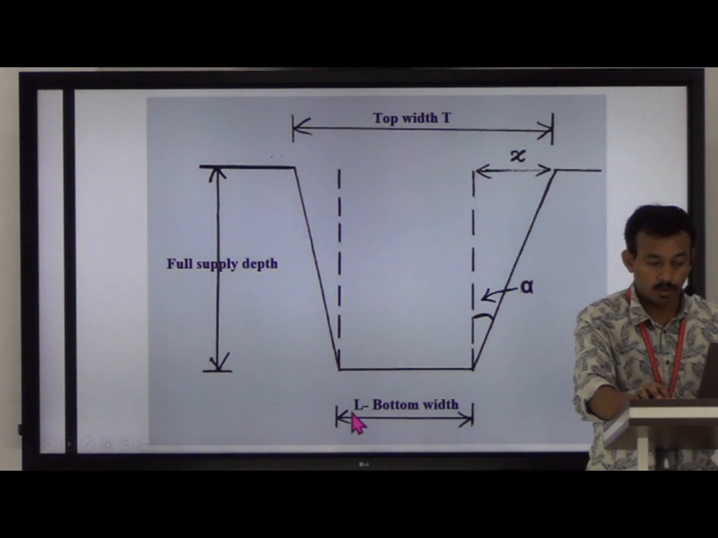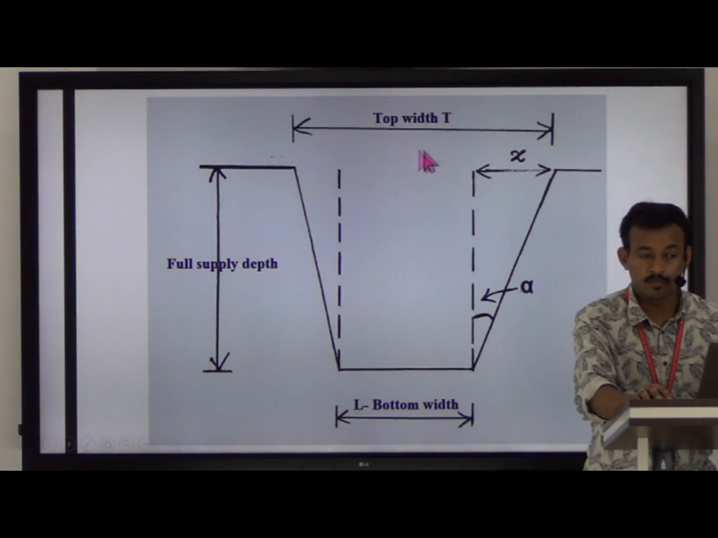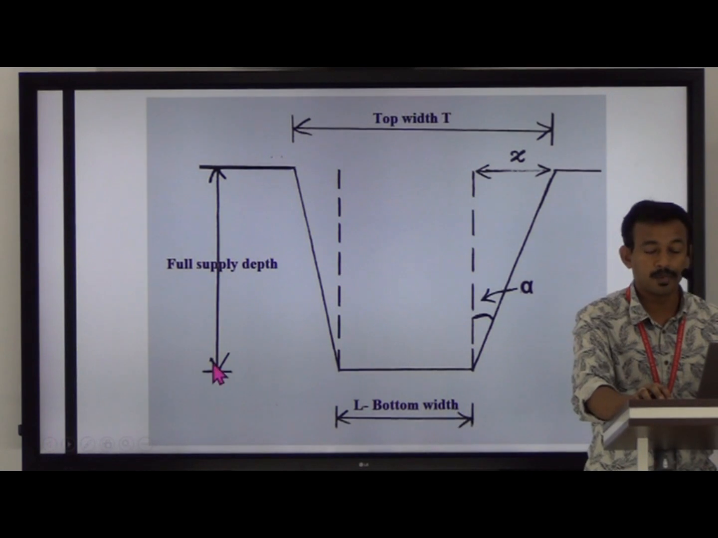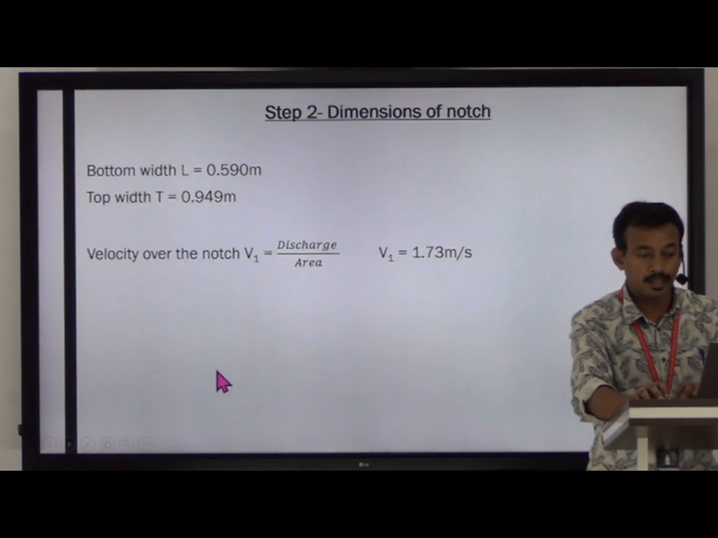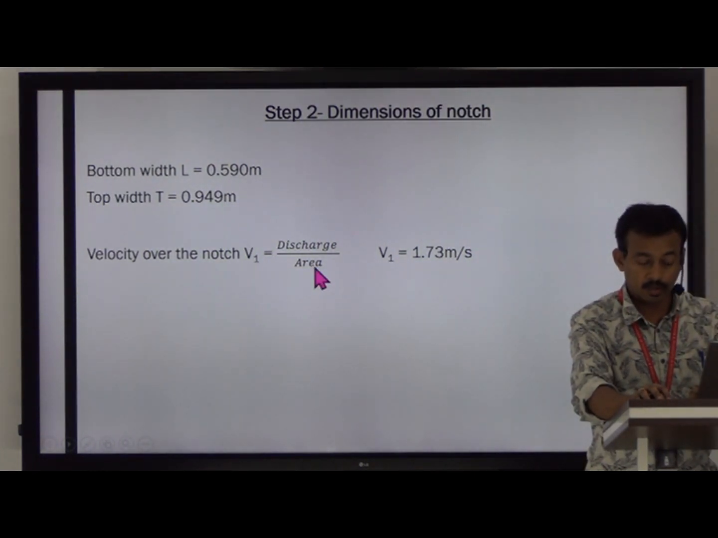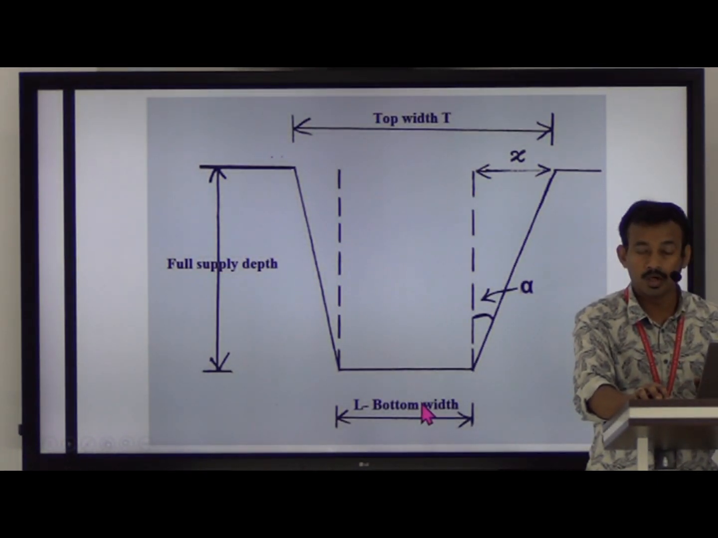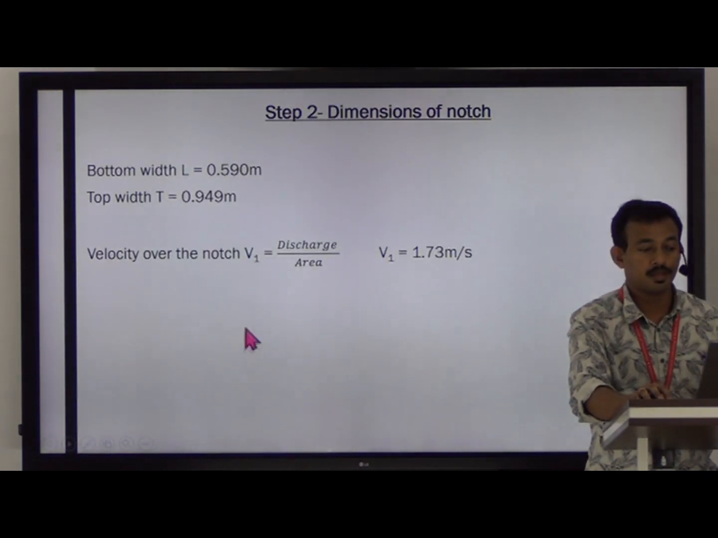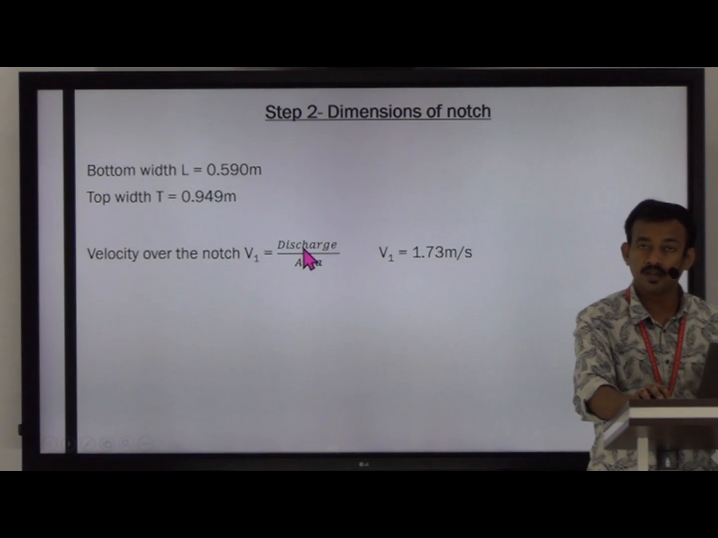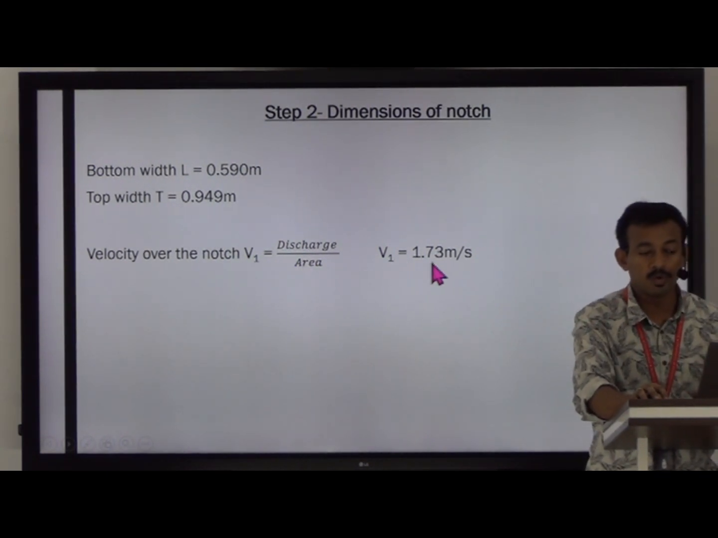You know the bottom width, you know the top width, and you know the full supply depth, that is equal to 0.75 meter. So the cross-sectional area of the notch will be top width plus bottom width whole divided by 2 into the full supply depth. And the discharge is 1 cumec, so you will get the value of V1 equal to 1.73 meter per second.